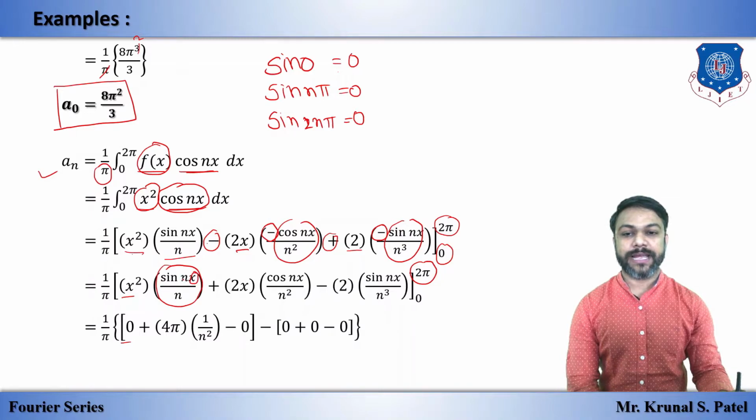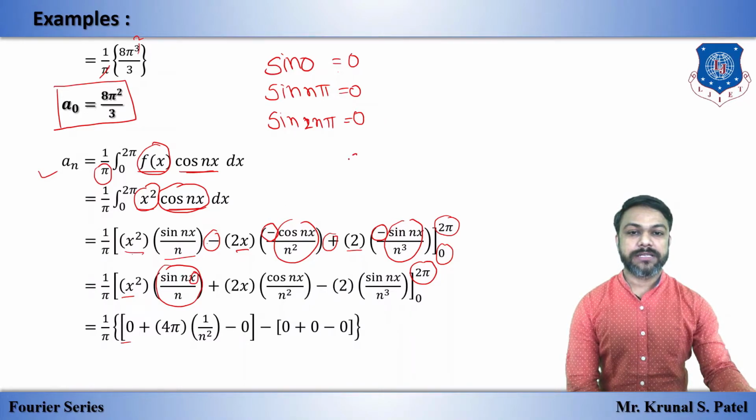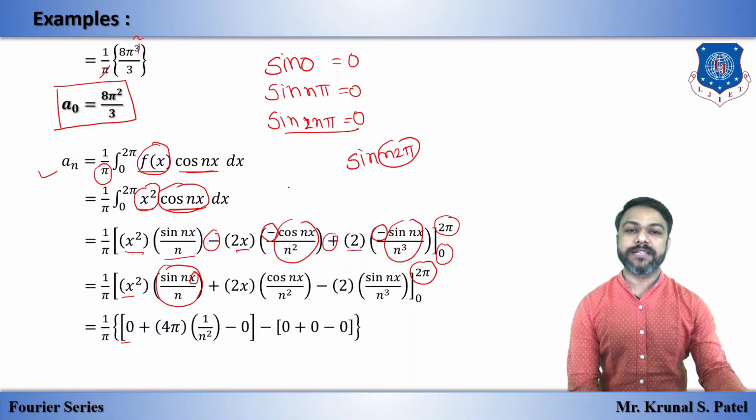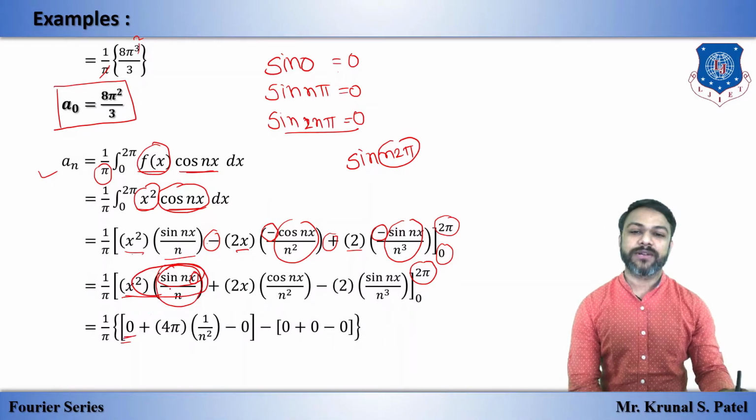So first we will put this 2 pi instead of this x. We have sine n 2 pi, that means sine 2n pi, and we know that sine 2n pi is 0. So this term is 0. So 0 into anything, this entire term is 0. So this is 0. Okay. Now this plus as it is.